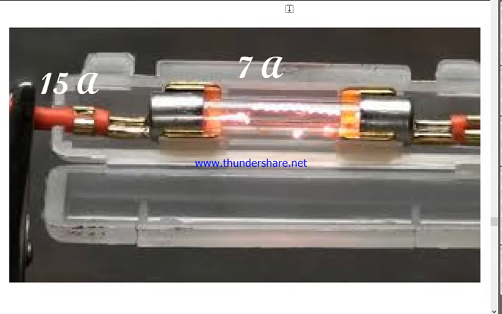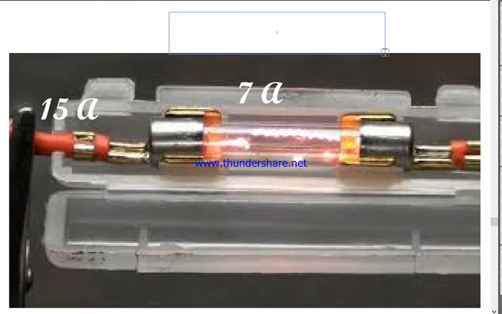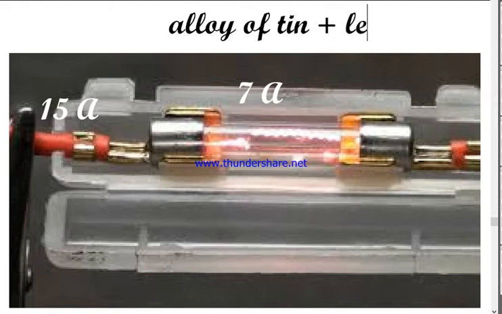So the effect here is, if somehow 8 ampere of current happens to flow through this circuit, then because of that current, this wire would get overheated. Just like this wire would be overheated at 15 ampere current, this wire would be overheated at 7 ampere of current. And this wire is made up of special metal. It is made up of an alloy of tin plus lead.